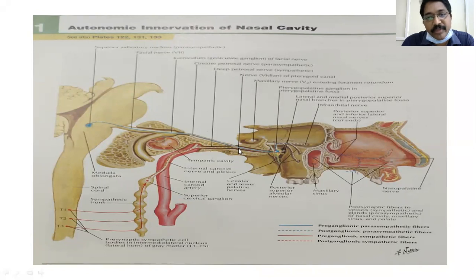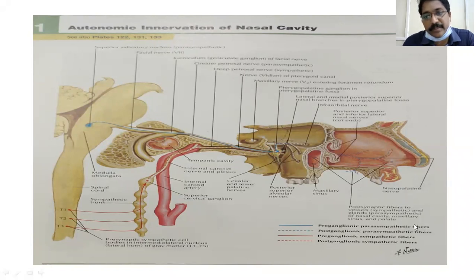This is the greater superficial petrosal nerve. They unite to form the nerve of the pterygoid canal. It's called the Vidian nerve. It's important for you. A 2 marks question: what is the nerve of the pterygoid canal or Vidian nerve? They can ask. Okay, the Vidian nerve relays in the sphenopalatine ganglion, and I told you the branches of the sphenopalatine ganglion.